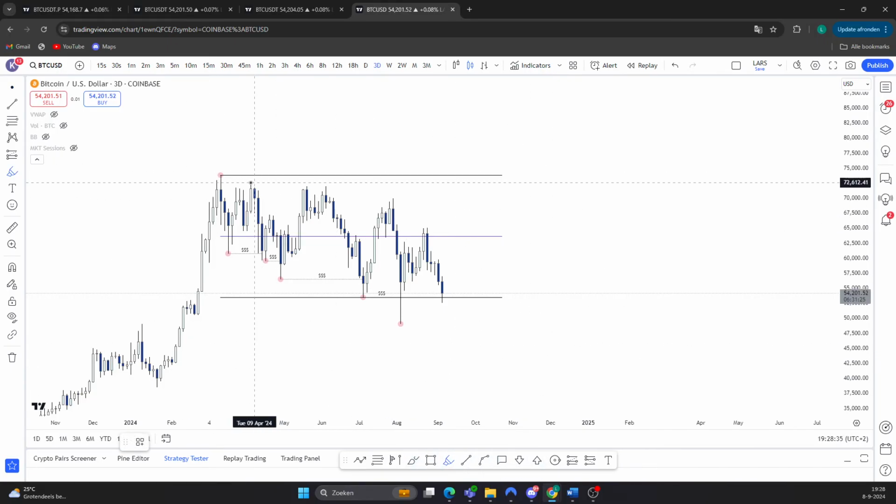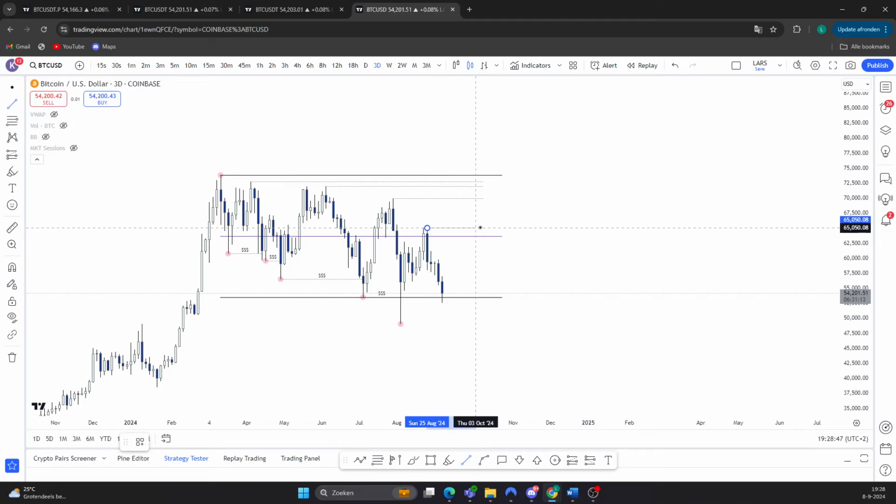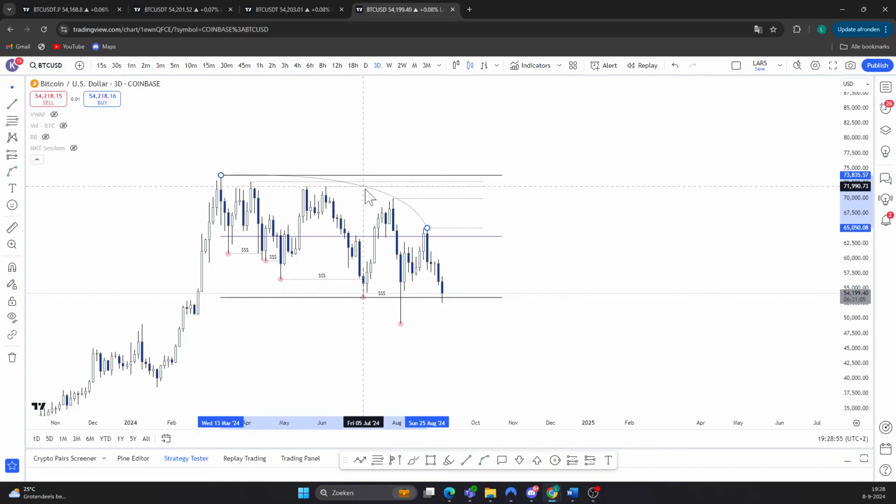That's our range high. This is one high. This is one high. That's a high. That's a high. You see what I'm doing here? Each high is lower than the previous high, meaning we have a curvature of liquidity above.